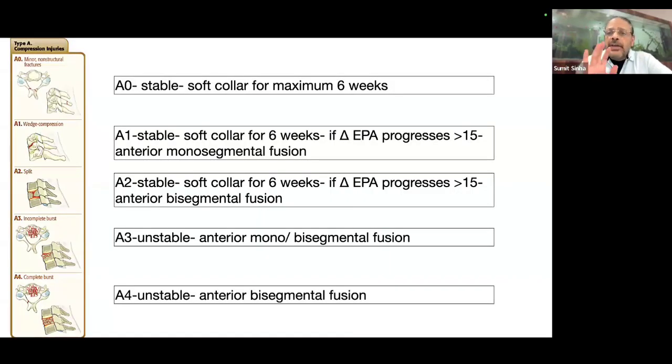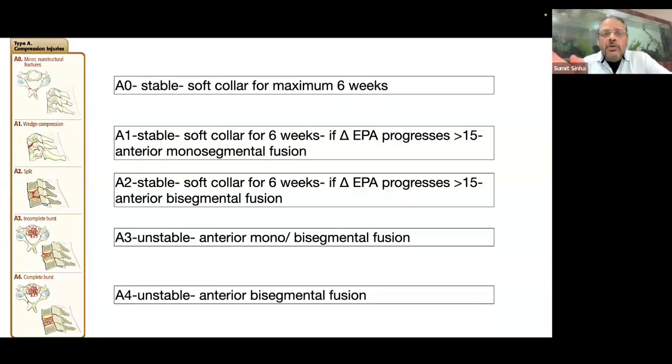So if I summarize now, according to the AO classification and the German society, what I use in my clinical practice is: type A0 fractures are stable, and the maximum which you require is a soft collar for a maximum of 6 weeks. A1 fractures are stable fractures and they again require a soft collar for 6 weeks. However, you have to clinically follow up these fractures.